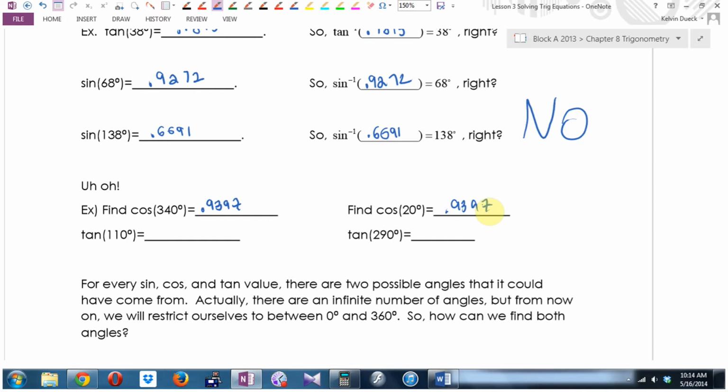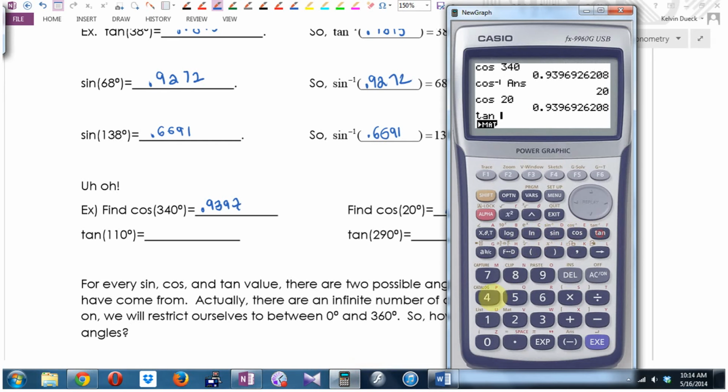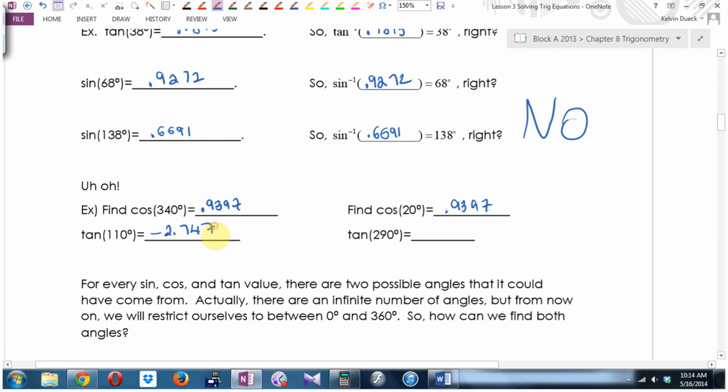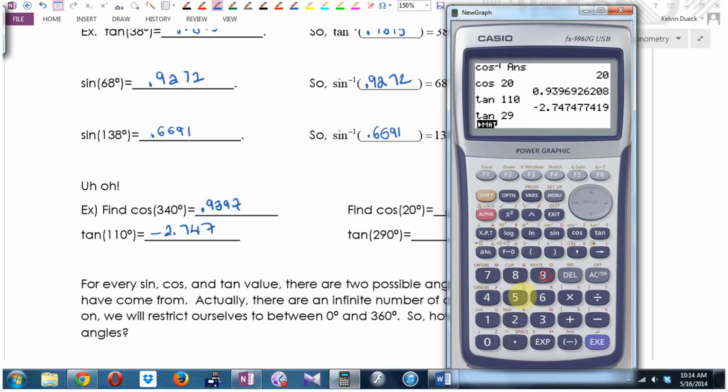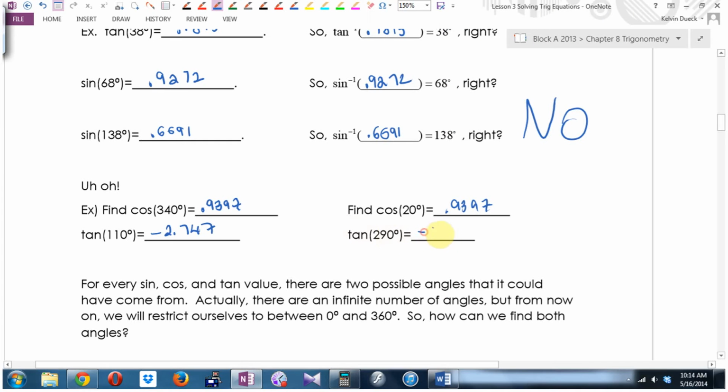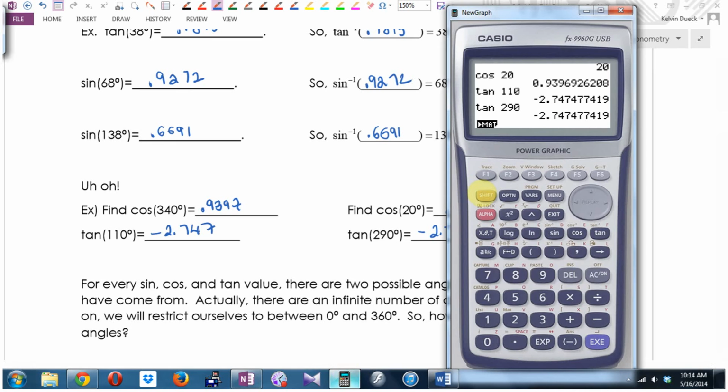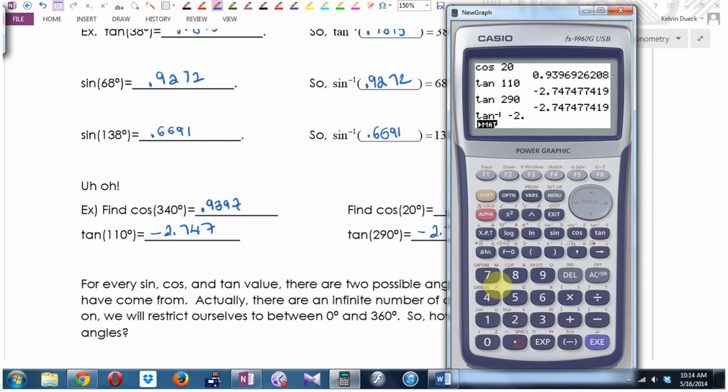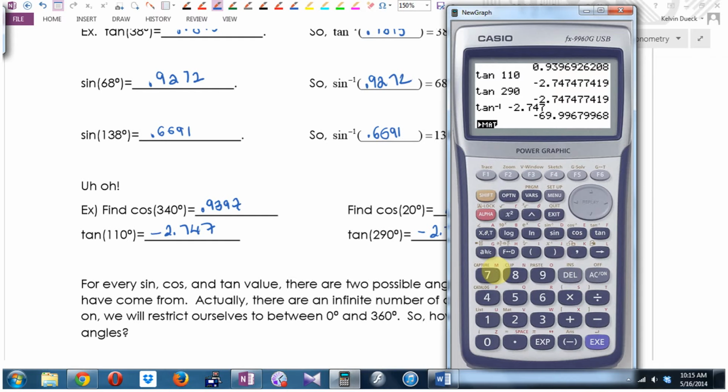What's the tangent of 110? Tan of 110, negative 2.747. What's the tangent of 290? And in fact, if I go shift tan of negative 2.747, I don't get any of those. I get negative 70. The heck? And the answer is our calculators, all scientific calculators, the way the software is written, they don't solve trig equations very well unless they're between 0 and 90, which is why, in physics, we've never had to deal with this, because all of our angles in physics are between 0 and 90.